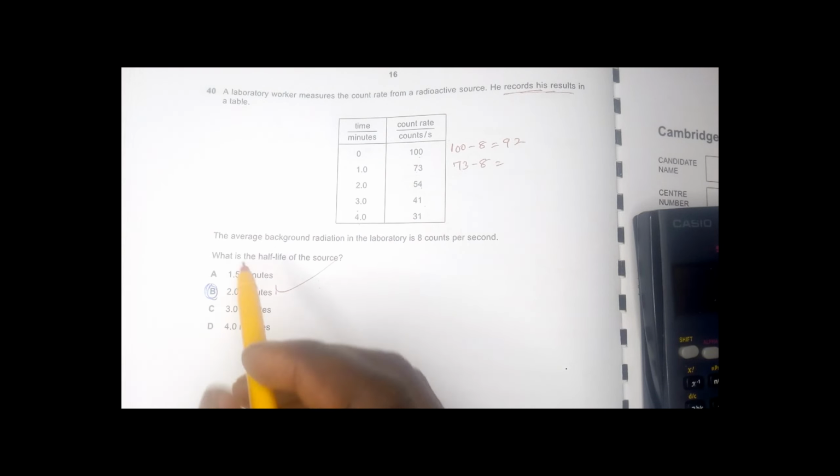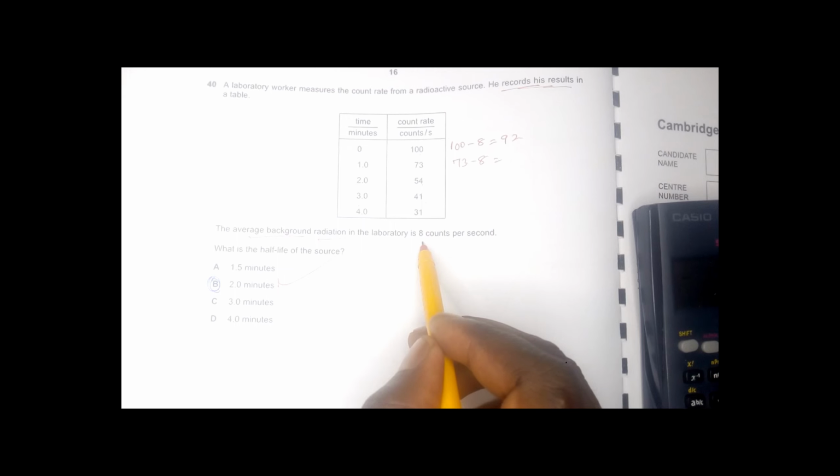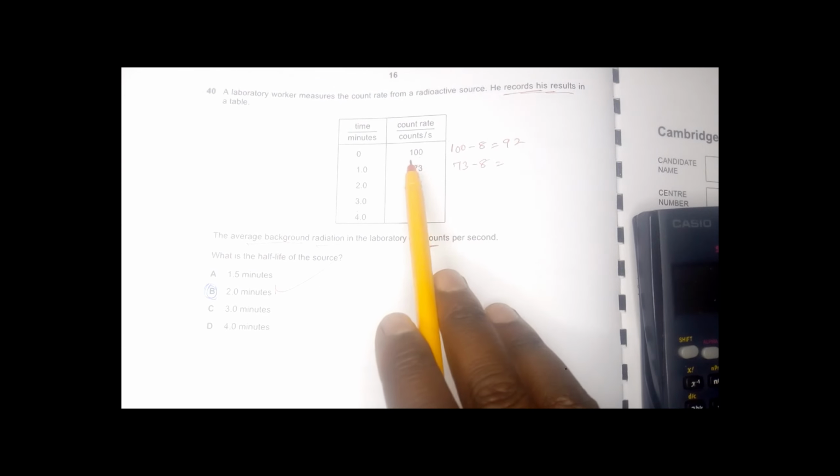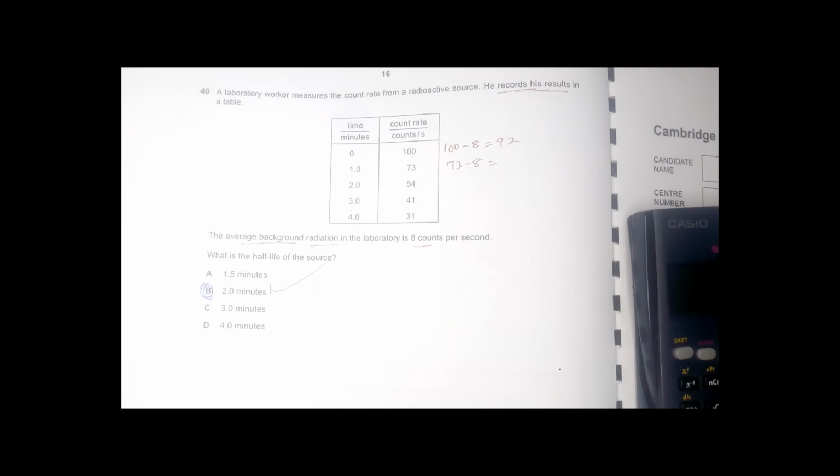But we are given data: the average background radiation in the laboratory is 8 per second. Now the first thing we do here, we need to find the count rate of the source. If it was 100, we subtract 8, we get 92. If it is 73 minus 8, we get 65. Then 54 minus 8, we get 46.